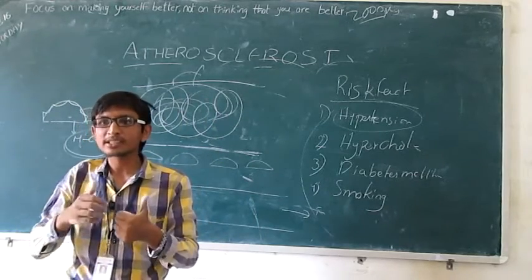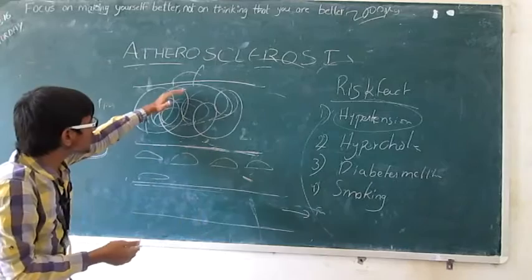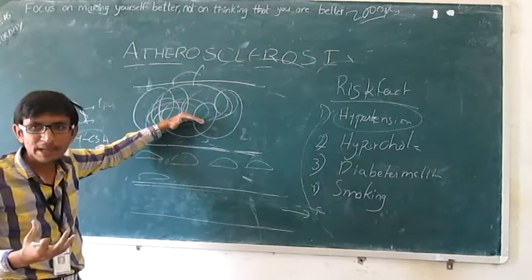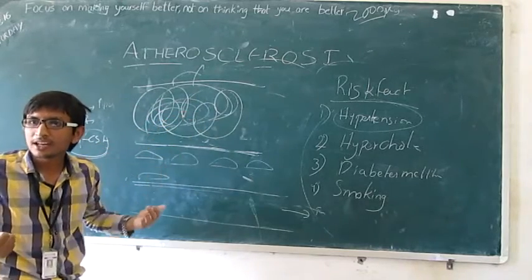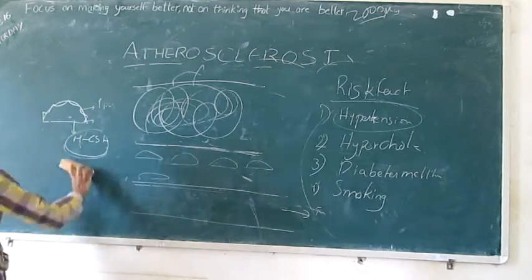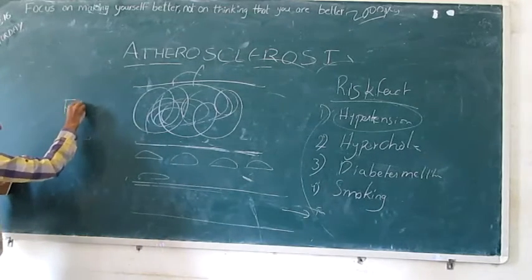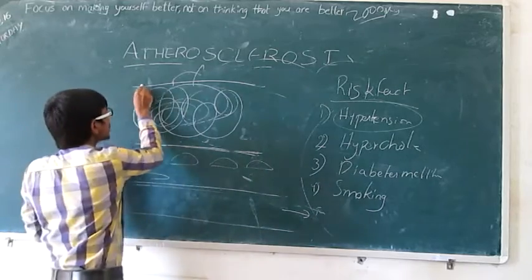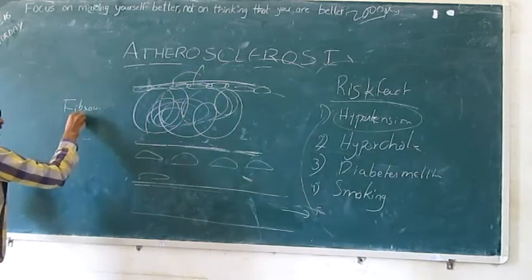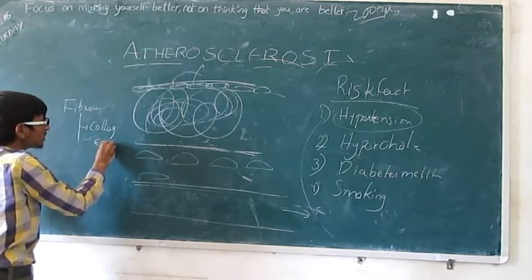See, like your cool drinks: if you want to keep the gas within it, we have to cap it. At the same time, if you want to keep this lipid core within the subendothelial space, we have to cap it. With what? With fibrous connective tissue. Can you tell me what this fibrous connective tissue consists of? Yes, collagen. So this fibrous connective tissue consists of collagen, or rather I say it is extracellular matrix.